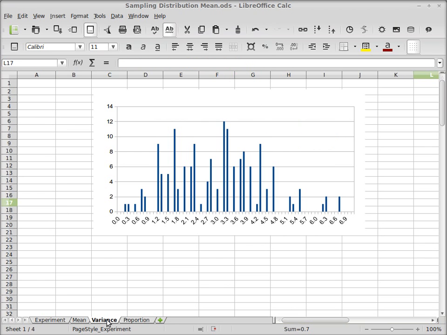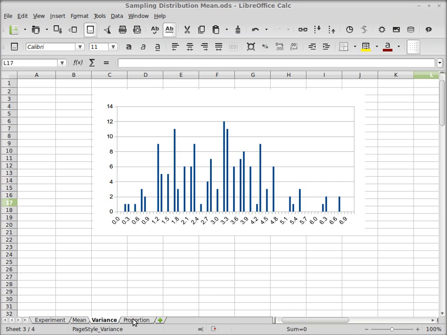So if I come here to my variance tab, now we said in the lesson that the variances should be normally distributed, but this doesn't look very normal. So what we'll talk about in the next section is how we can make this look more normal. There's something we need to do with our samples to make this more normal. And once we do that, we'll see that the variance will actually follow more of a bell-shaped curve.